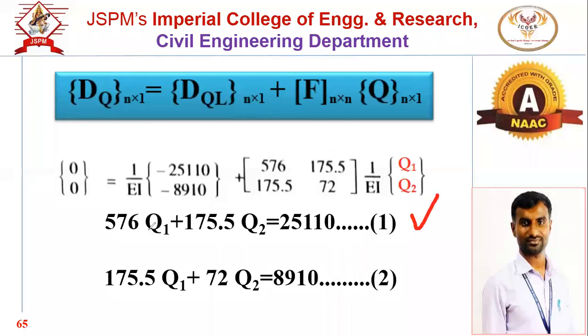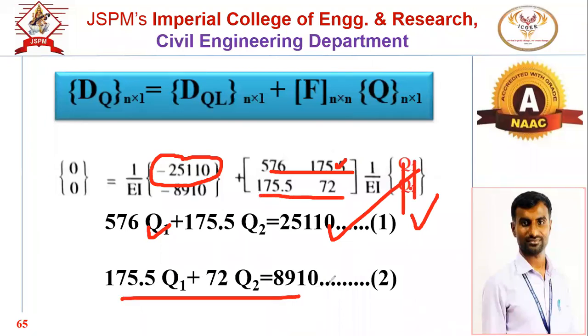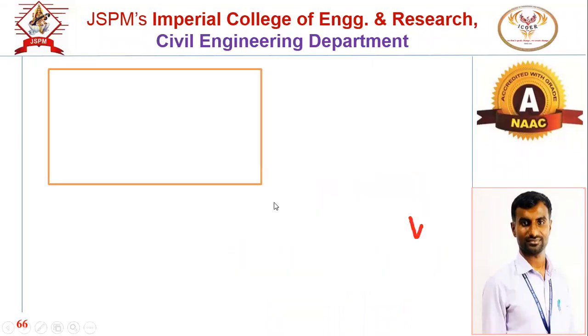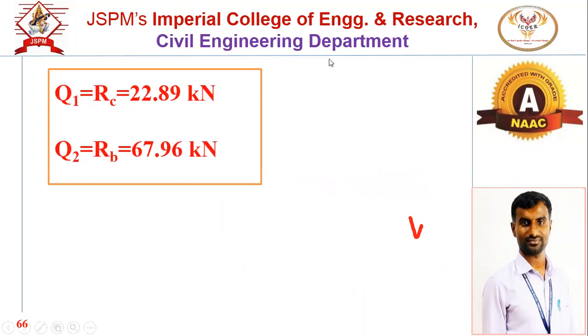This will be 576 Q1, first row, first column, then this term into Q2 is equal to, now this is minus. If you take this on the other side, it will be plus. That is equation number 1. Then this column multiplied with this row, you will get the second equation. So we have two equations, two unknowns, simultaneous equations. Perform this calculation on the calci, you will get the values of Q1 and Q2. So these are Q1 and Q2.